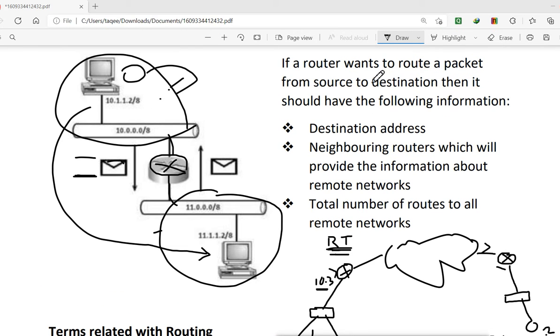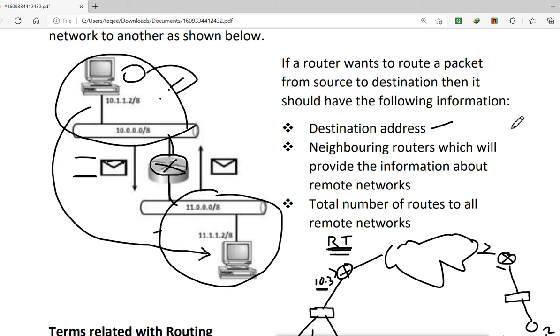If a router wants to route the packet from source to destination, then it should have the following information. The information about the destination address which we give, like when we ping and give the IP address of the destination. Then neighboring routers, which will provide the information about the remote network. This is our router and this is our neighbor router. The neighbor router will provide the information about the neighboring network, that network information will come to this router, and then the router will build the routing table, and according to the routing table it can reach those networks.